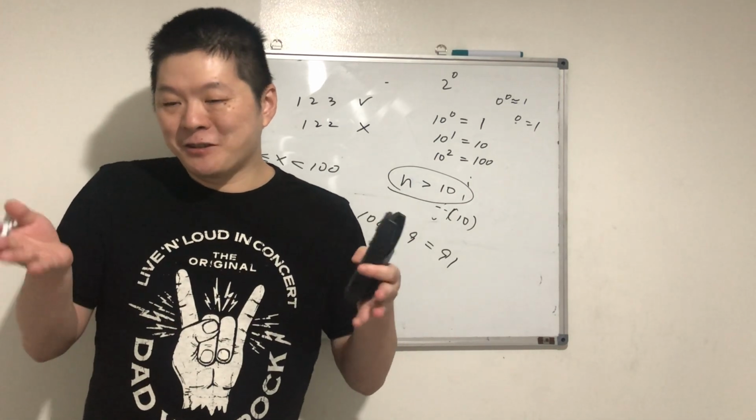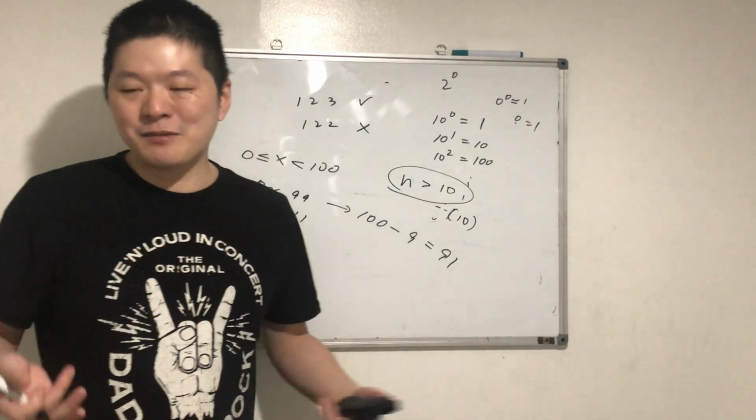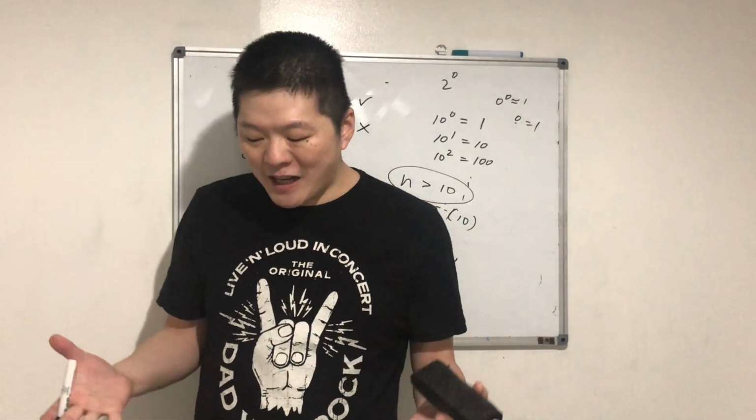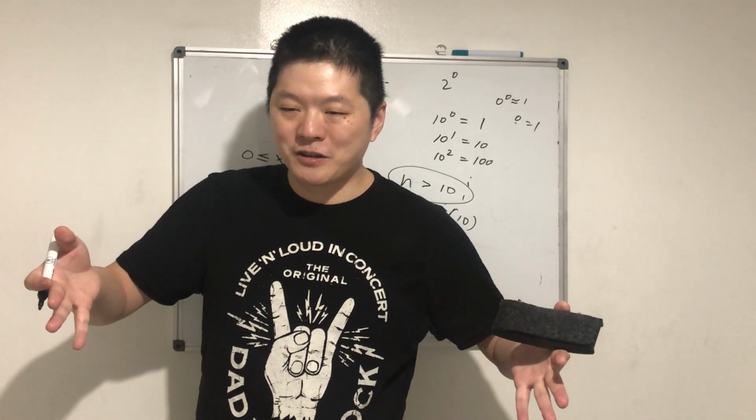How many digits? 0 to 9. 0, 1, 2, 3, how many? 10 digits, because we are in decimal, okay? So we have 10 digits, and we want to put it in the 11th box. We count, right? Do you get it?